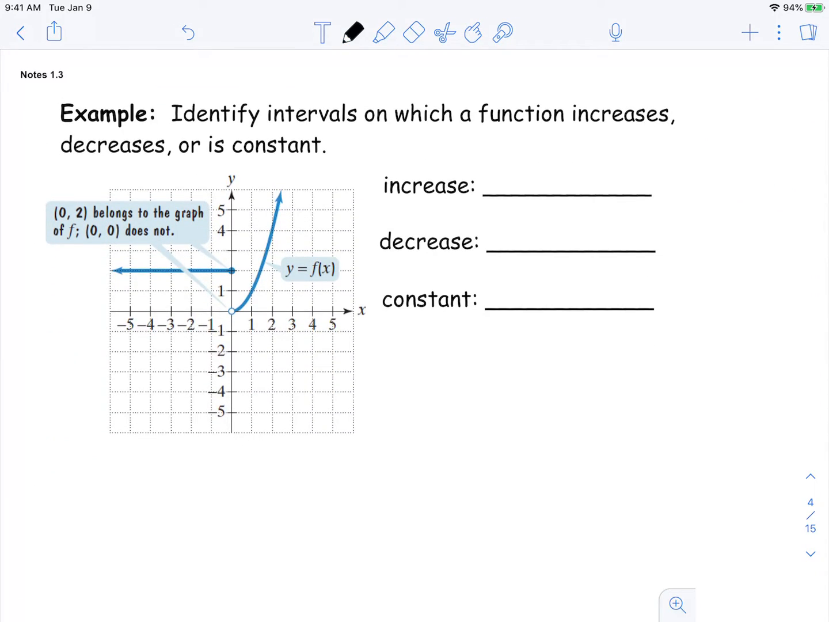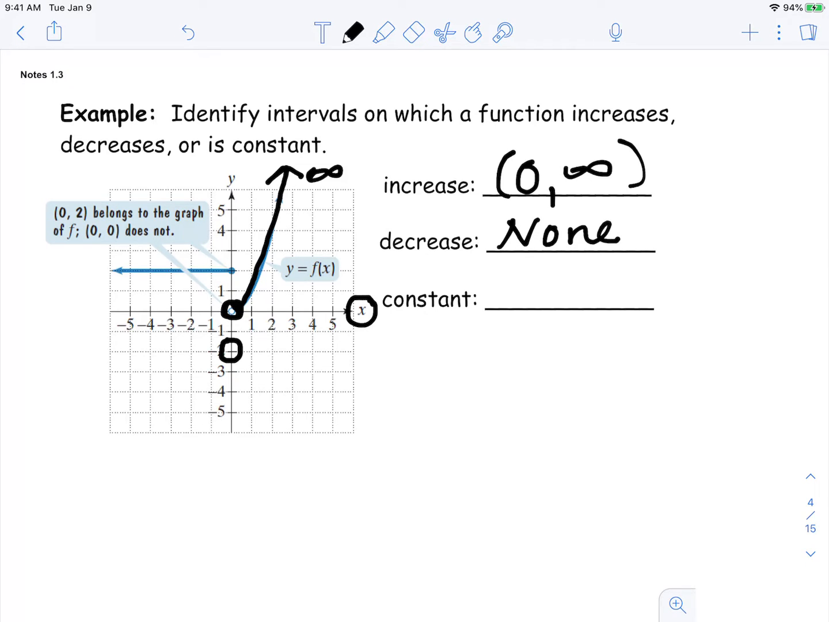Next example. Increasing starts here and increases to infinity. So on the x-axis, here's 0, but there's an open circle, so it does not include 0. So we're going to do a parenthesis, comma, and where does it stop at? Positive infinity. The next part, decreasing, there isn't any.